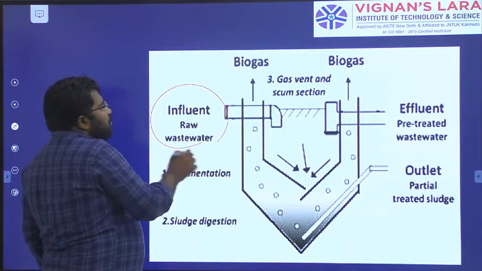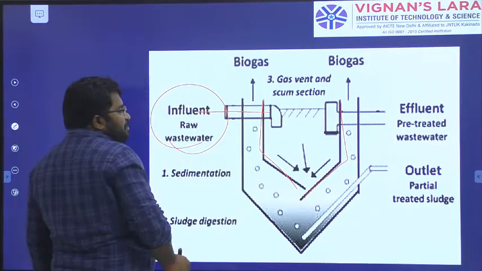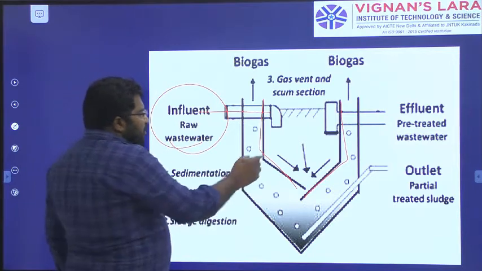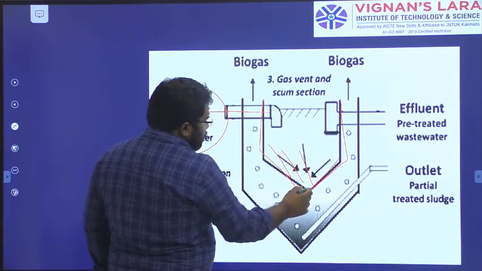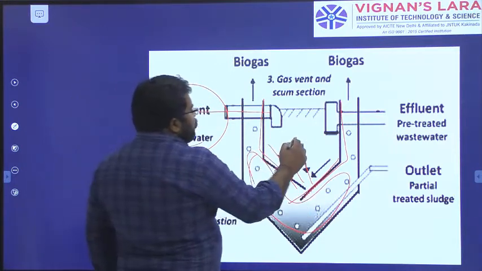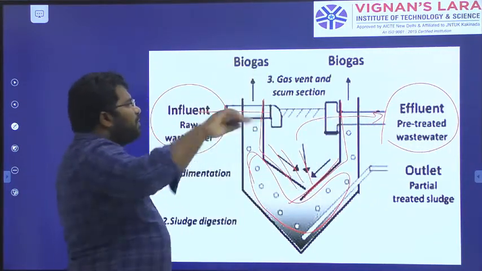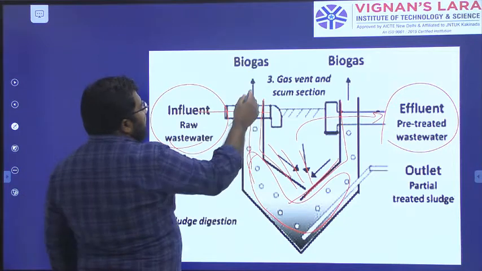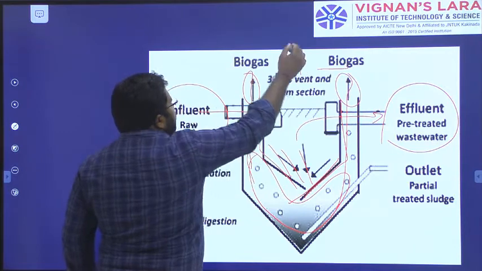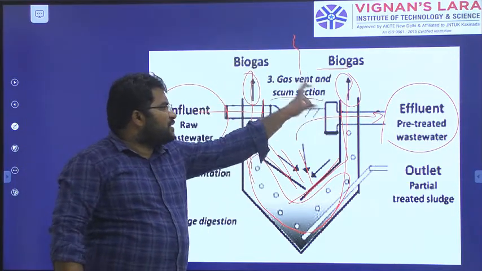The influent raw wastewater is coming here, and this is the first part of the Imhoff tank. This is called the sedimentation tank, where sedimentation will occur. Due to sedimentation, the particles will come down and move to the second chamber, called the digestion chamber. The clear supernatant will leave, so the treated wastewater effluent will move out. Due to digestion we get different gases, which are released into the atmosphere through the gas vent. The gas vent and scum section will be at the top.